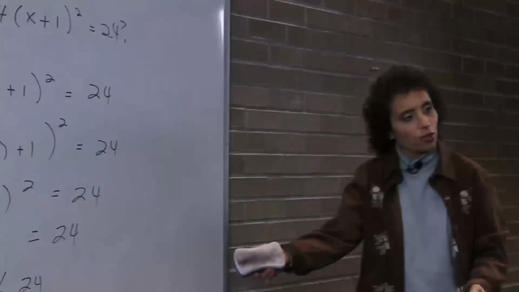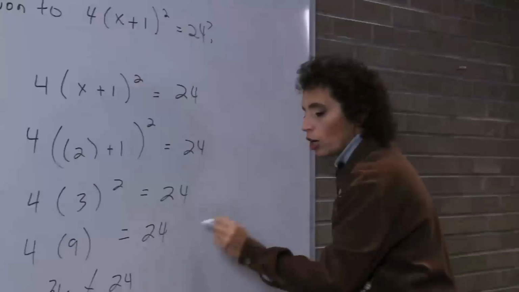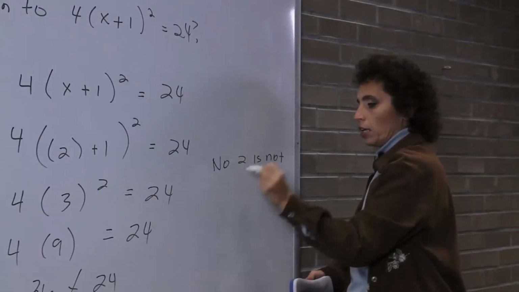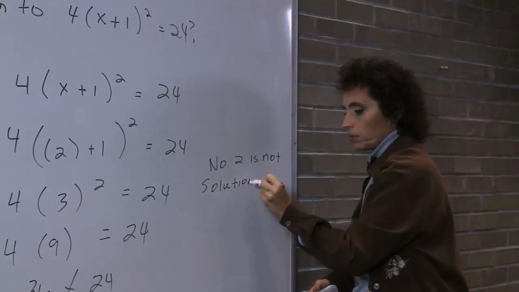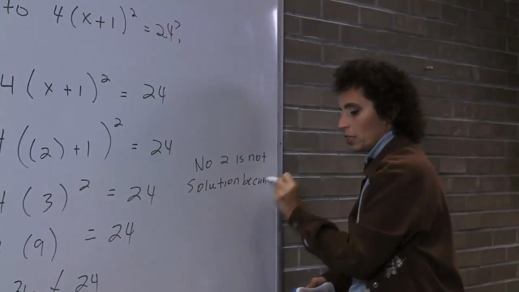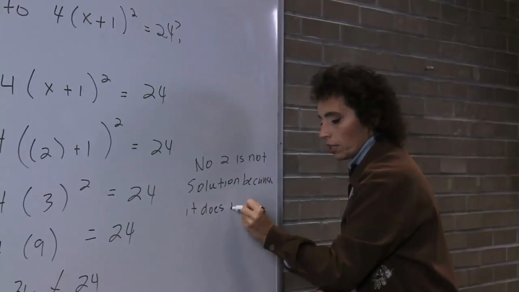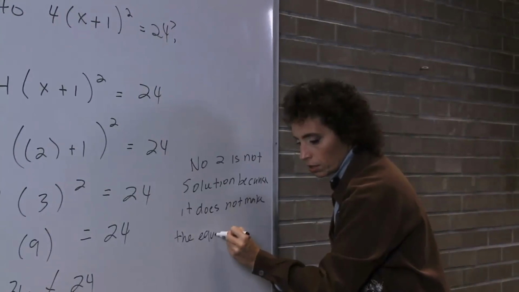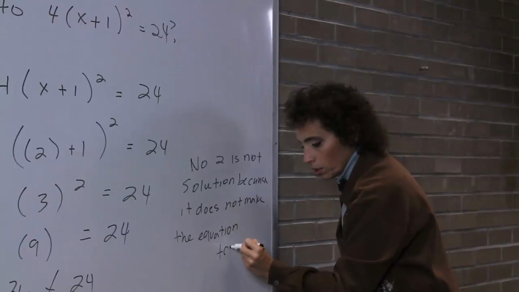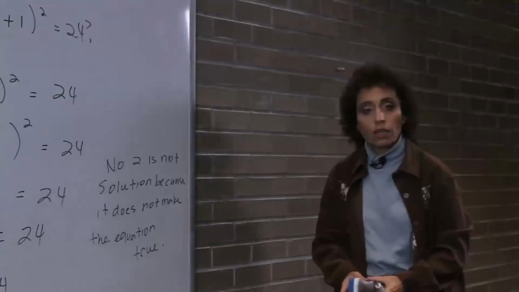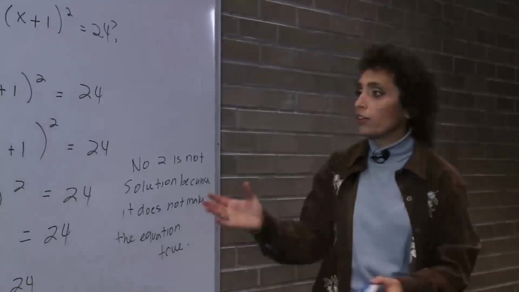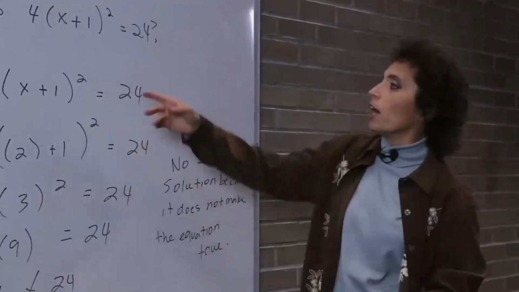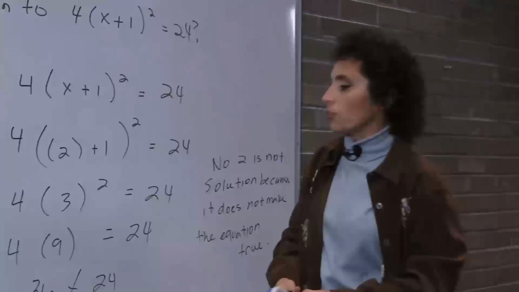Okay, 36 is not equal to 24, so that's a false statement. So no, 2 is not a solution. No, 2 is not a solution because it does not make the equation true. Okay, that's it. All right, so now we get to play with words and put them in symbols and vice versa. So let's take a look at that. I hope it makes sense how to tell if a given number is an answer to your equation.